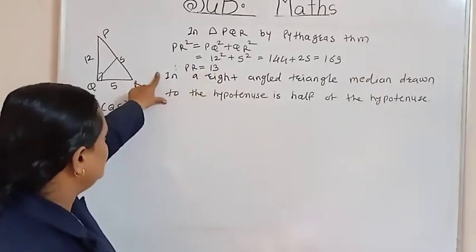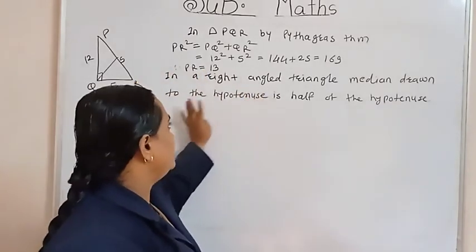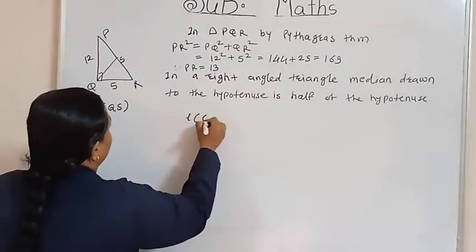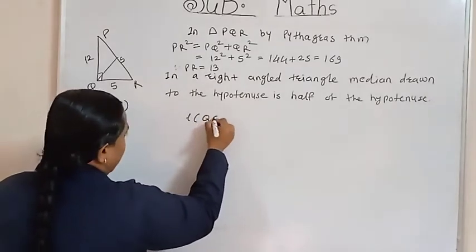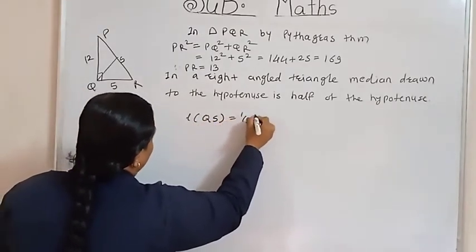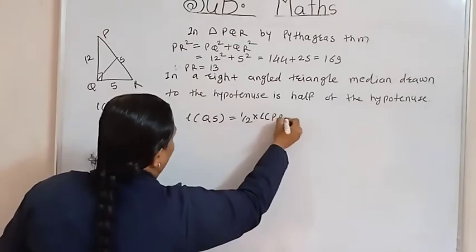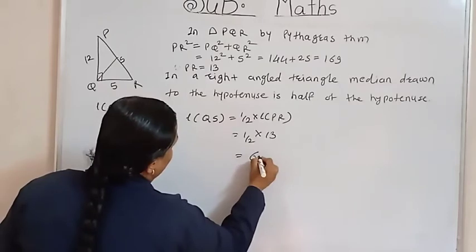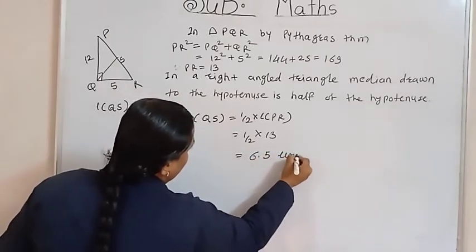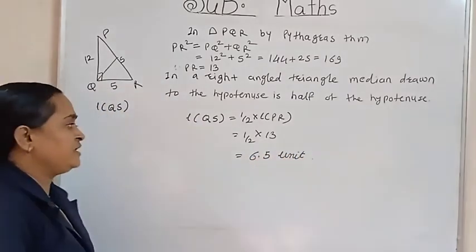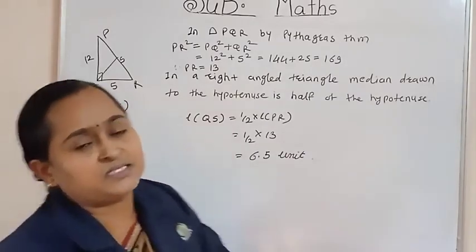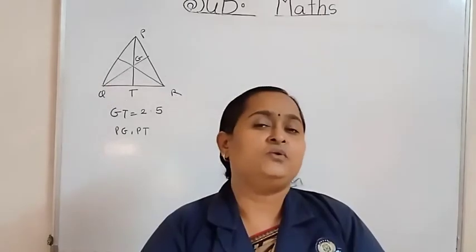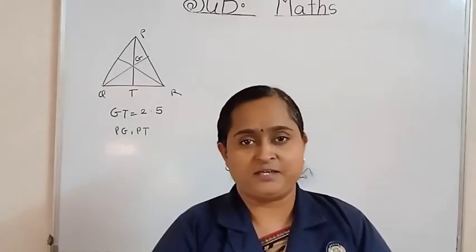Then this property we will use: in a right angle triangle, the median drawn to the hypotenuse is half of the hypotenuse. Therefore, the length of the median means what? QS is given. Length of QS is equal to half into length of PR. Then half into 13, the answer will be 6.5 unit. In this way we can find the length of QS. It is also a very simple example. You can take a screenshot. Now let's see the next example of this practice set 3.3.